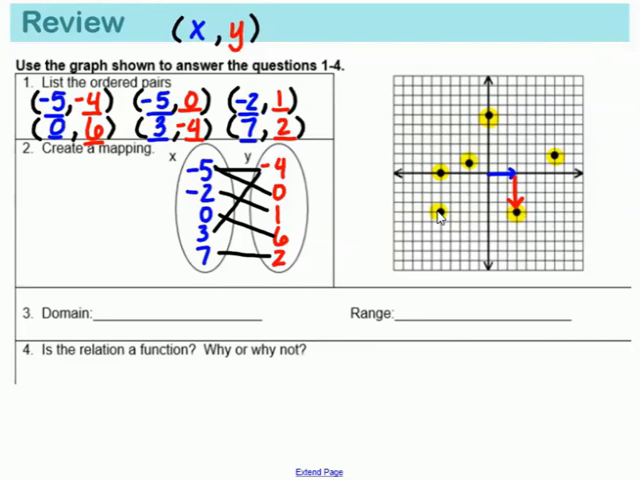Okay, number 3, domain and range. Domain is the set of all the x values. So I'm simply going to list off the numbers in the left circle. And range is all the y values. So I'm going to list off all of the y values found on the right circle of my mapping.